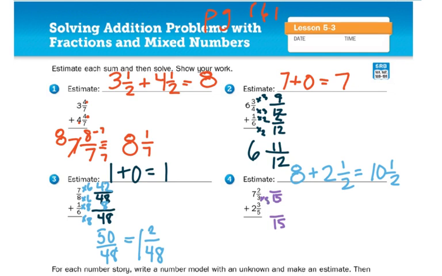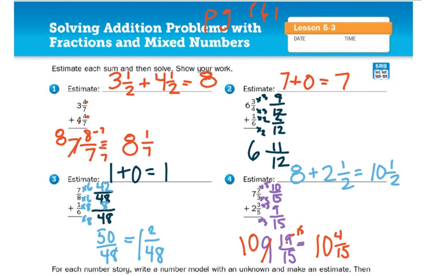Multiply the denominator times 5 and the numerator times 5 to get 10 15ths. Multiply the denominator times 3 and the numerator times 3 to get 9 15ths. 10 plus 9 is 19 15ths. 7 plus 2 is 9. But I'm going to take away 15 15ths. That equals 1 whole. I'm going to add that to my whole number to get 10. And 19 minus 15 is 4 15ths. That's pretty close to 10 1/2.